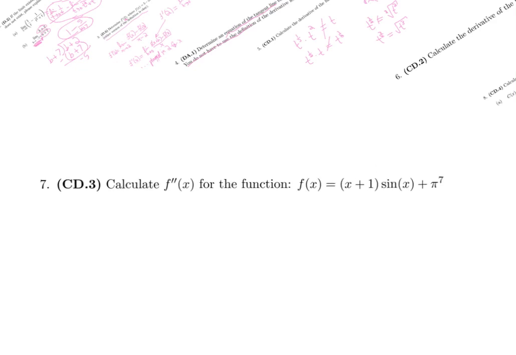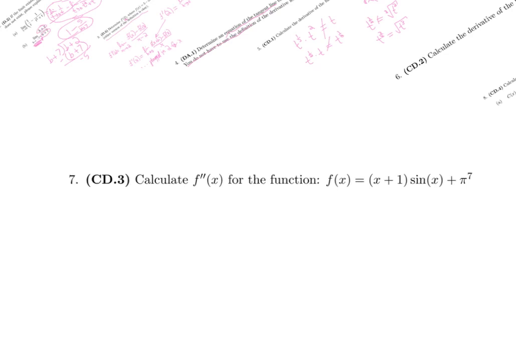For number 7, it was CD3, which means this problem I'm assessing you on the product rule, which means I expect you to use the product rule. So some of you didn't use the product rule here. Even if you distribute this sine x onto each of these terms, you're still going to end up having to do product rule at some point in this problem. So if you completely neglected to do the product rule, you definitely did not get mastery.